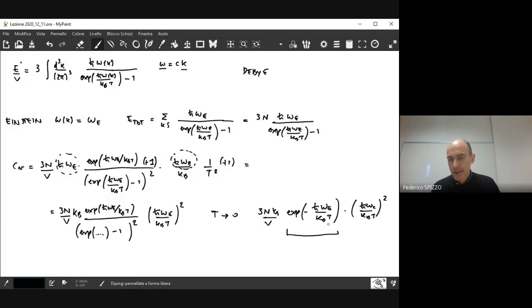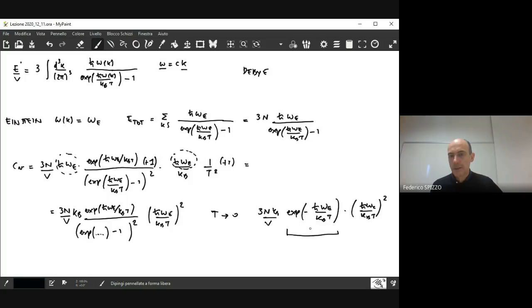But when this expression goes to 0, you have an exponential term that is dominating. So this means that the approach to the CV equal to 0 value is faster and faster with respect to the typical approach that was observed in the experiment.